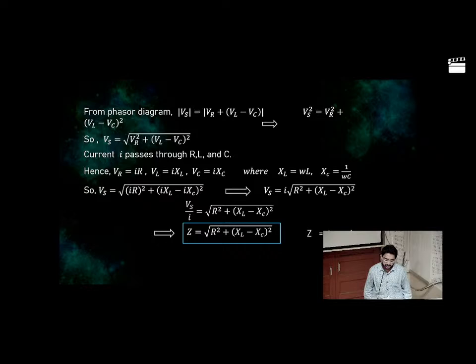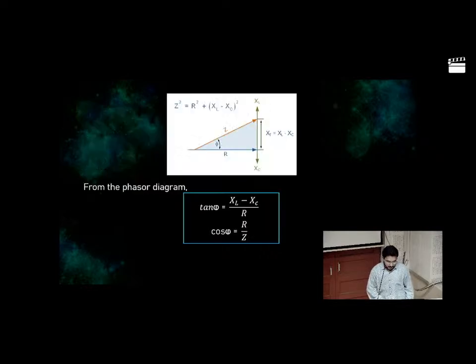From the phasor diagram, you can see that R is in phase with the current, while XL and XC are in phase opposition. XL leads R by 90 degrees, XC lags R by 90 degrees, and Z is given as the resultant of R and XL minus XC. The phase angle will be given by tan inverse of XL minus XC by R, provided that the inductive reactance is greater than the capacitive reactance. If the reverse was the case, it would have been XC minus XL by R. And cos phi is the power factor of the circuit, which is given by R by Z.